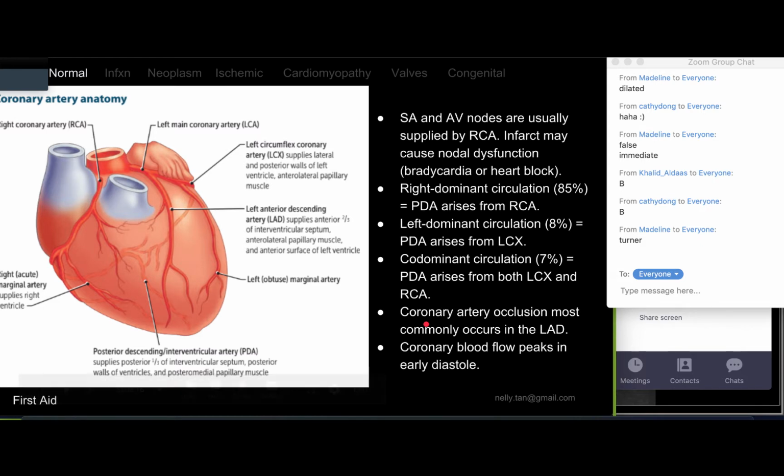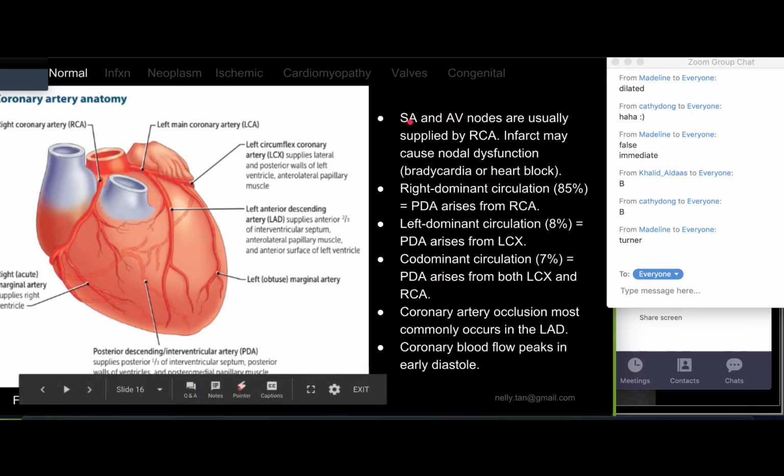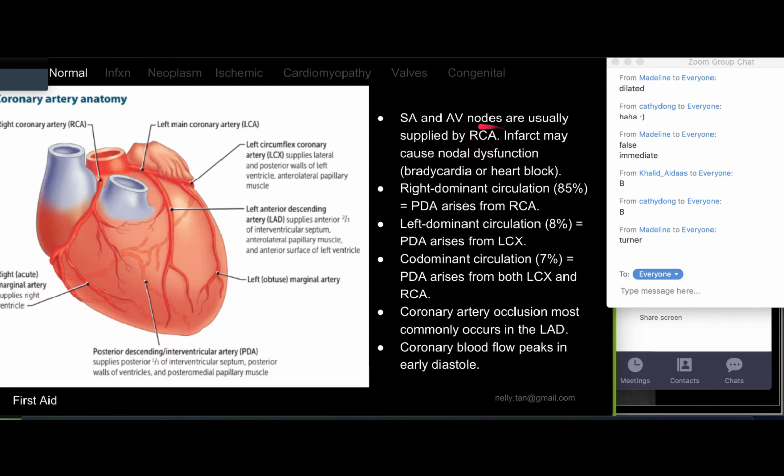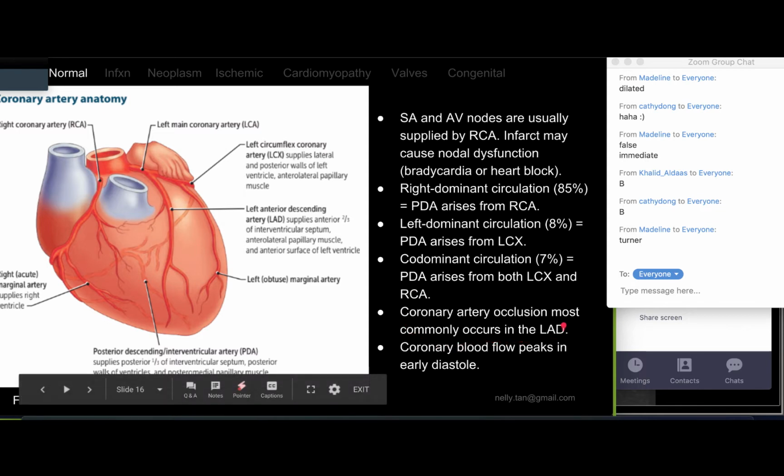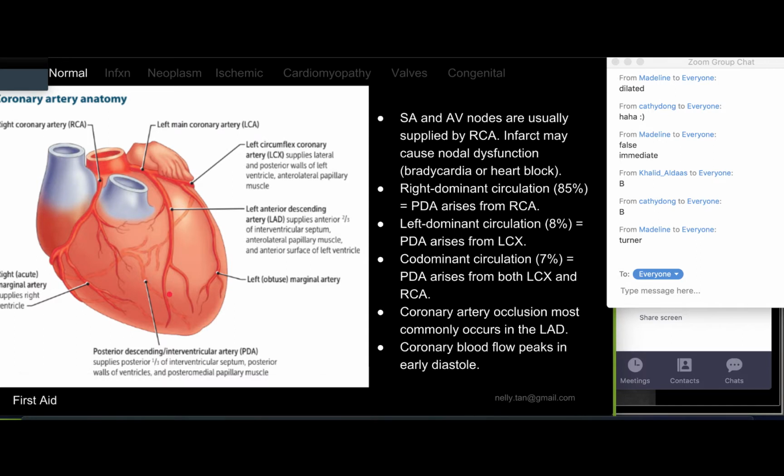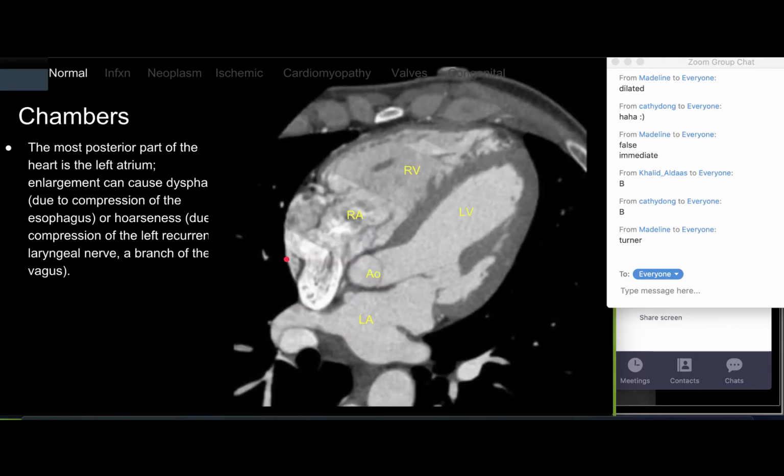So the nodes are supplied by the RCA. So if you have an RCA infarct, then you have arrhythmias and nodal issues, heart blocks, bradycardia. The coronary occlusion most commonly happens in the left anterior descending. That's the big one. That's coming down and supplying the anterior ventricle and also part of the septum. And this is what can lead to papillary muscle rupture, which can then give you acute mitral valve regurgitation, edema, and the patient can become compromised.